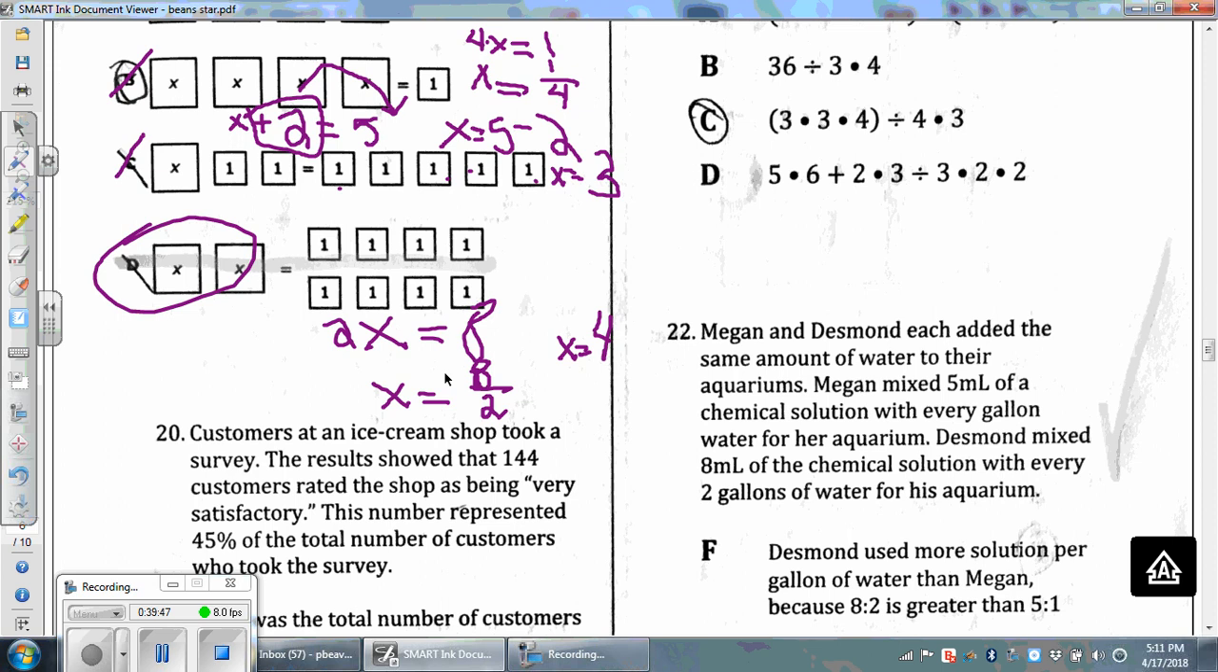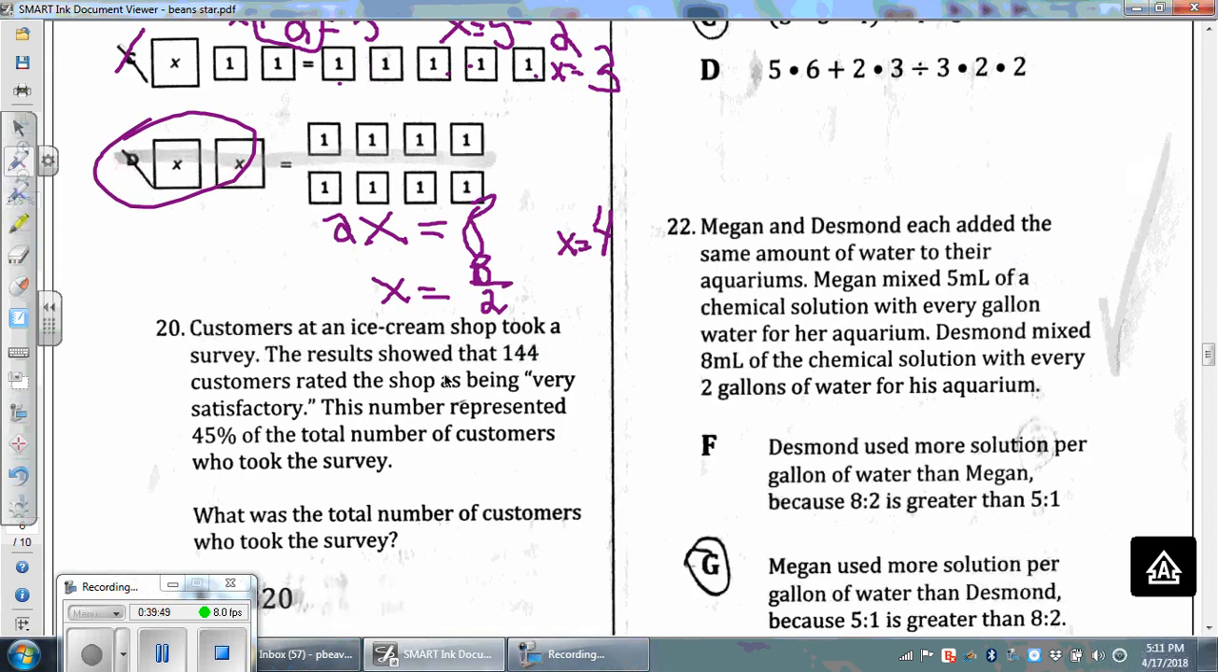Now let's look at number 20. Customers at an ice cream shop took a survey, and the results showed that 144 customers rated the shop as being very satisfactory. Oh no, I'm sorry. That's just the number of customers that rated it as very satisfactory, so that's not the total. Now this number represented 45% of the customers who took the survey. What was the total number of customers who took the survey?